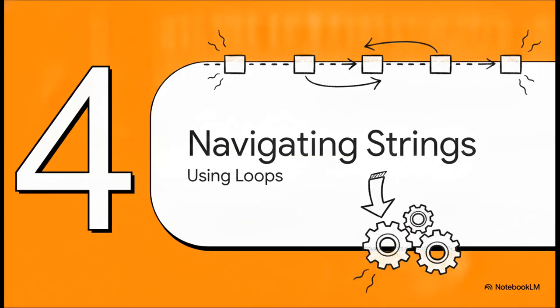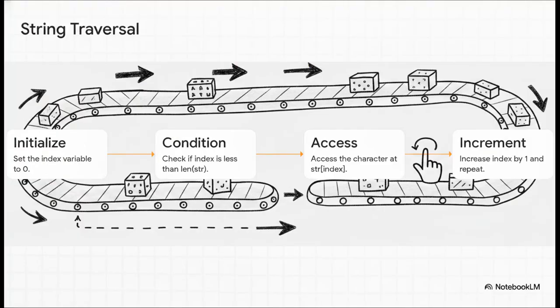Next up, Section 4, Navigating Strings with Loops. Now, let's step it up to automated traversal, processing every character one by one. This logical, step-by-step procedure shows exactly how a while loop acts like a continuous conveyor belt. You start by setting an index variable to 0, then use Python's built-in len function to get the string's total length. As long as your index is less than that length, the loop keeps firing.